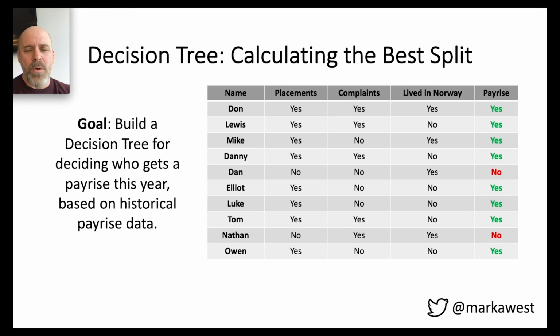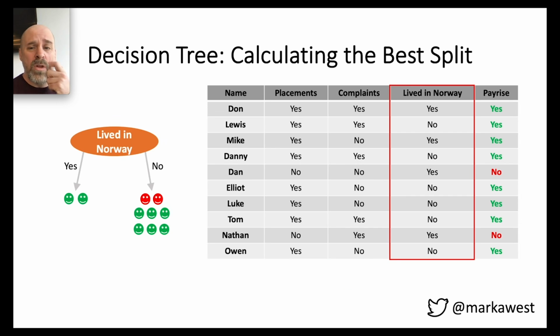So how will a decision tree work out how to build itself? It'll be based on finding the feature that gives the best split on the labels. This may not sound very clear, and I hope it'll become clearer now, because basically our decision tree algorithm will look at each one of these features and try to work out which splits our data best between those who got a pay rise and those who didn't.